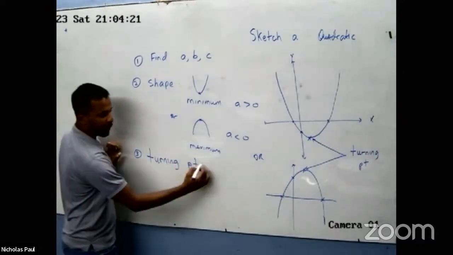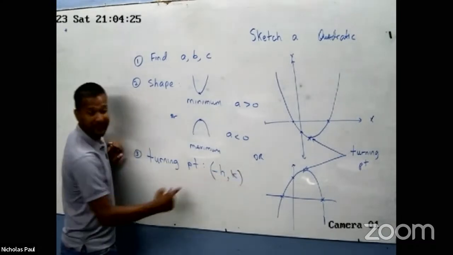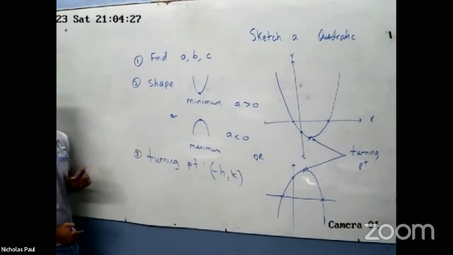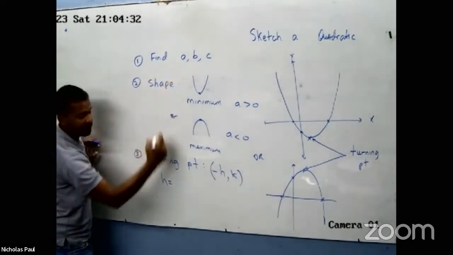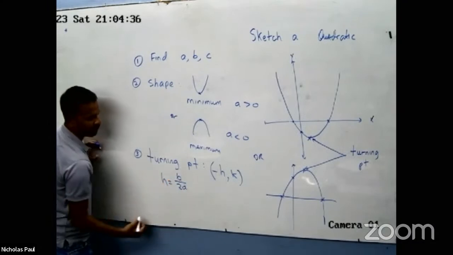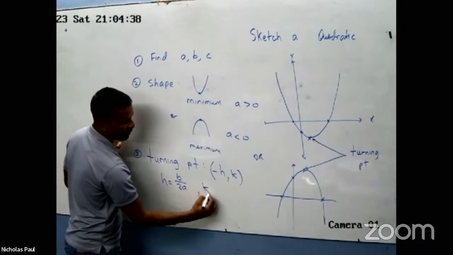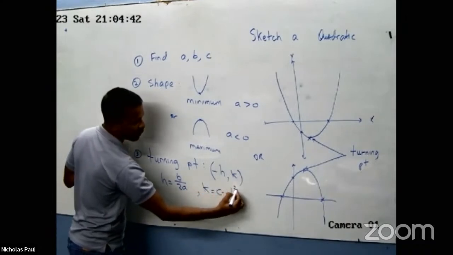The turning point is always minus H, K. So you need to learn to find H and K. H is, you're taking these letters again, H is minus B over 2A. And K is C minus A H squared.